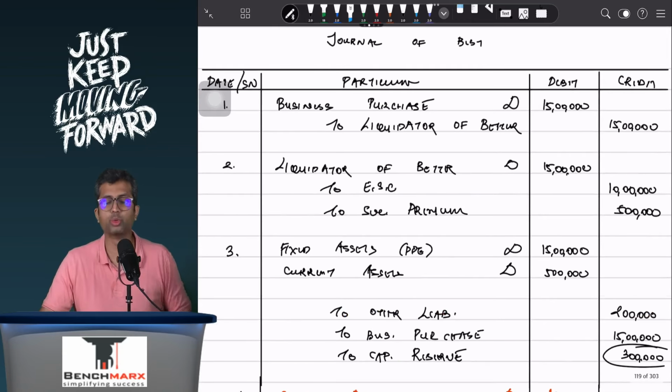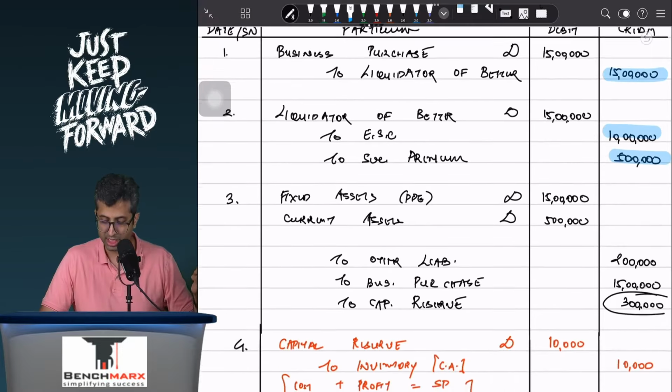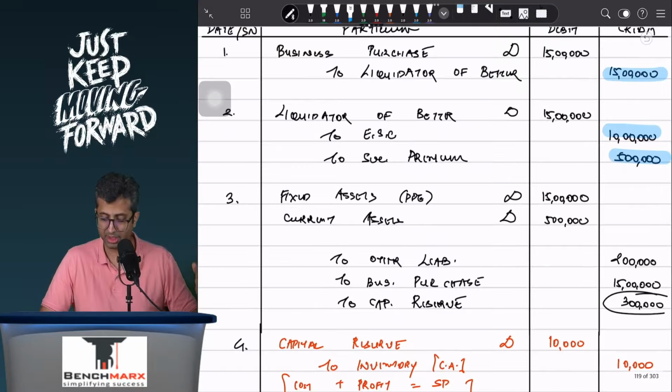Then you look at the opening balance sheet. Well, in the opening journal, there would be acquisition entries: business purchase account debit to liquidator, this is at 15 lakhs, liquidator account debit 15 lakhs, to share capital 10 lakhs, to securities premium 5 lakhs, perfect. And then all the assets and liabilities: fixed assets account debit, current assets debit, to liabilities, to business purchase, and then there'll be a capital reserve.